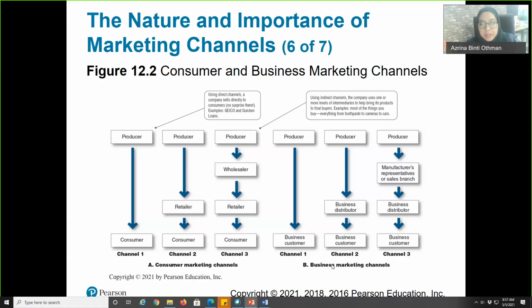The next one is business marketing channels. How about business or organization channels? Okay, it's quite similar to consumer marketing channels. You have a direct channel from producer to business customer, or an indirect channel, for example channels 2 and 3, where you have one or two intermediary levels to help you bring the products. So producer to distributor, distributor to business customer, or producer to manufacturer representative or sales branch to business distributor, and the business distributor to the business customer.